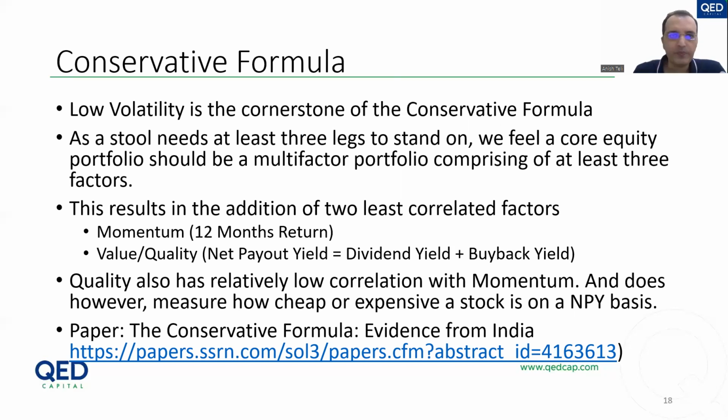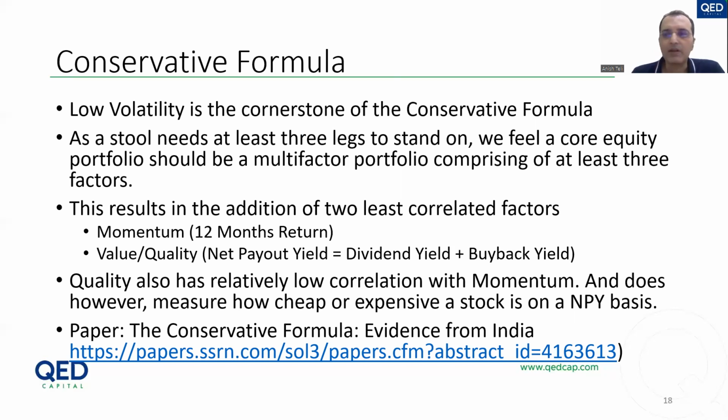And so we've added two more factors to it: momentum and quality. Momentum, we're taking the last 12 months return. I've written value slash quality because on a global basis, when we take dividend yield or net payout yield, which is nothing but dividend yield plus the buyback yield, it gives you more exposure to the value factor. Versus in India, what we found is that it gives you exposure to the quality factor.